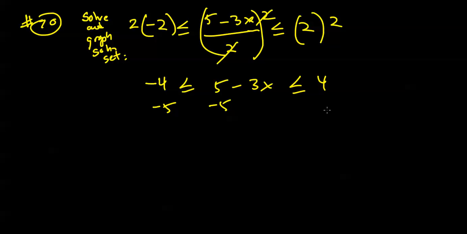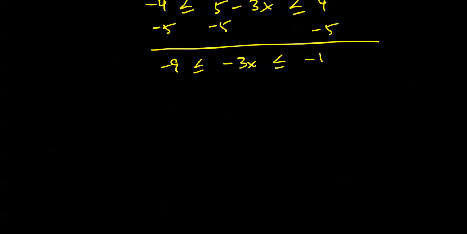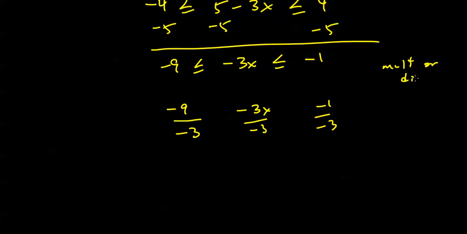Now we'll subtract 5 from each piece. Get minus 9 on the left is less than or equal to minus 3x in between, which is less than or equal to negative 1 on the right. Alright? Now, I'm going to divide each piece of this inequality statement by negative 3. Now, you got to be careful. Again, if you multiply or divide by a negative, you must reverse the inequality arrow. So, let me reverse this arrow. Let me reverse this arrow. And now I'll simplify.